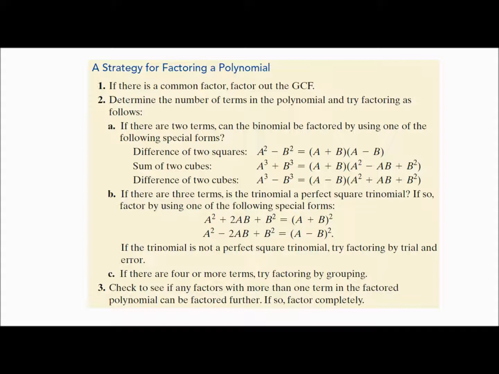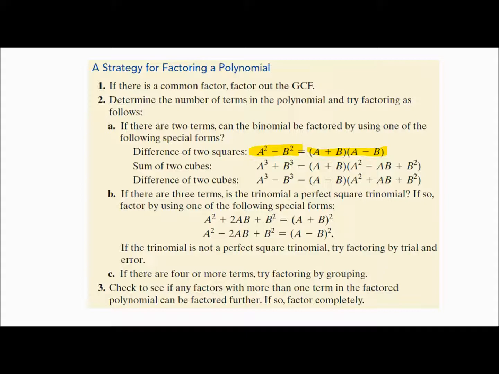Notice this 2a, a difference of squares. If you have a perfect square minus a perfect square, this will factor into a plus b times a minus b. Now, if you were adding two squares together, that doesn't factor. So notice it's not on the list.